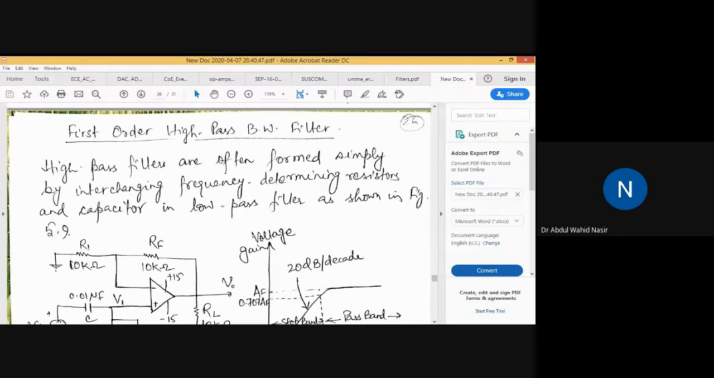Today in this class of analog circuits, we will be going through the first order high pass filters. Mostly we will deal with high pass filters.